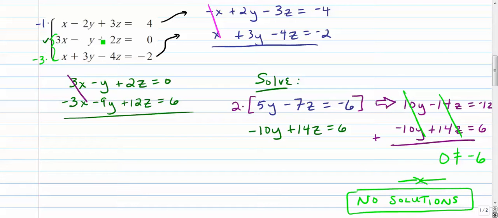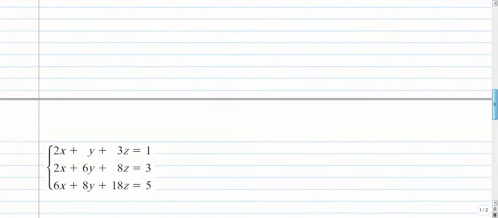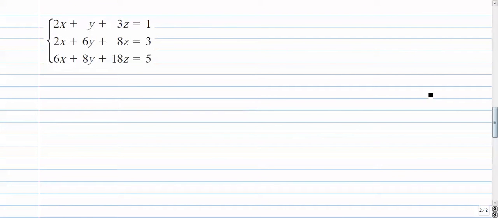In other words, there are no solutions that will work in all three of these. Nothing will satisfy all three. There are no points that will do that. Alright, so that's 2 in a row. There are no solutions. I didn't really choose that. I just kind of picked these at random.